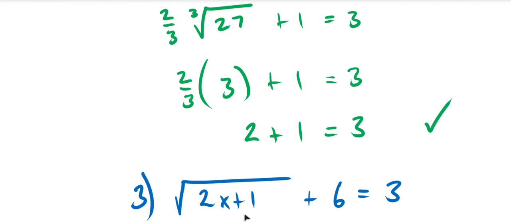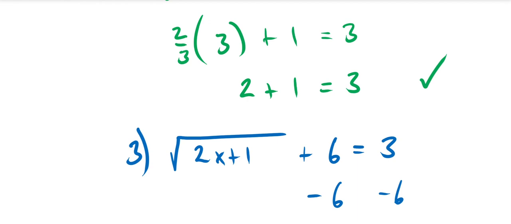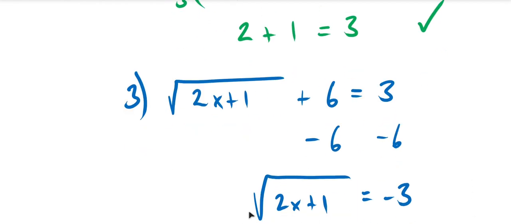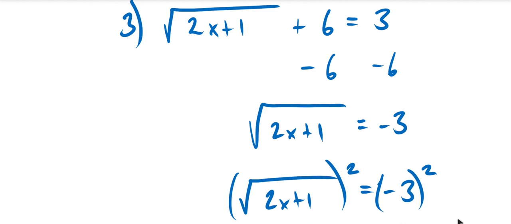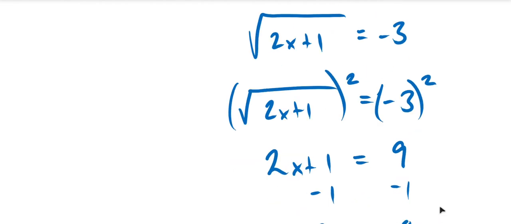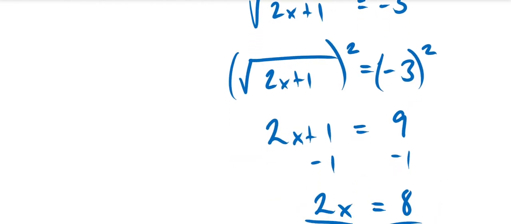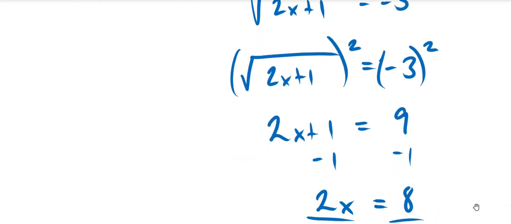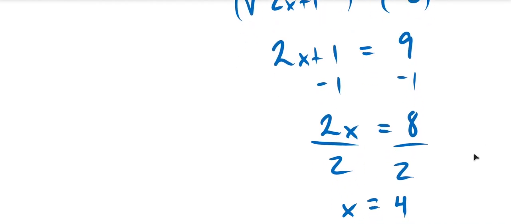Finally, let's take a look at the square root of 2x plus 1, plus 6 is equal to 3. Minusing 6 from both sides, we get the square root is equal to negative 3. Squaring both sides to get rid of the square root, we get the radicand 2x plus 1 is equal to negative 3 squared, which is 9. Minusing 1 from both sides, we get 2x is equal to 8. And dividing by 2 on both sides, we get that x is equal to 4.